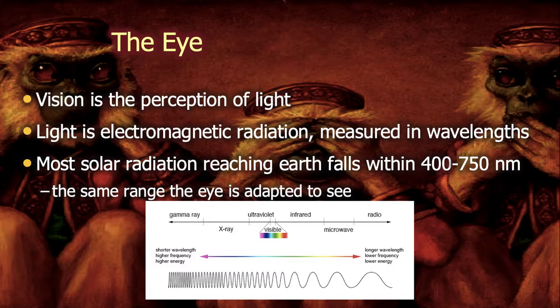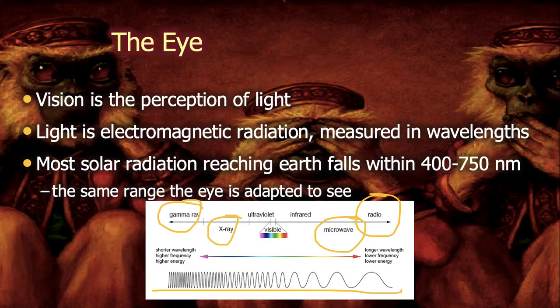So vision is the perception of light that we see around us. And light itself is electromagnetic radiation. It's found on the electromagnetic spectrum, and it's measured in wavelengths. So if we've got our electromagnetic spectrum down here, the same type of waves are found in radio waves and microwaves and X-rays and gamma rays. But what they do depends on their wavelengths, how big the waves are.